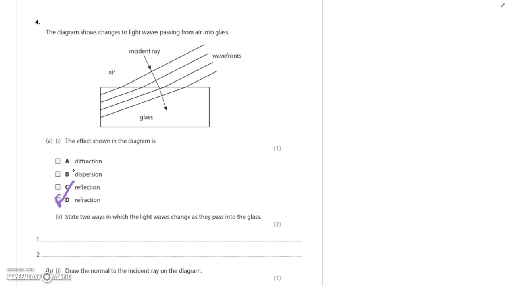Well, the first and most obvious one is if you look here, you can see that in air the waves have got a long wavelength compared to their wavelength in glass. That's a much shorter wavelength. So my first point is that the lambda decreases, lambda the wavelength decreases. It's not enough to say that lambda changes. You have to state how it changes, and you can say that the wavelength decreases or the wavelength gets shorter.